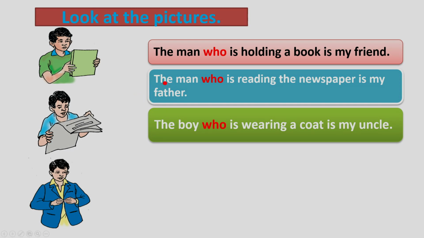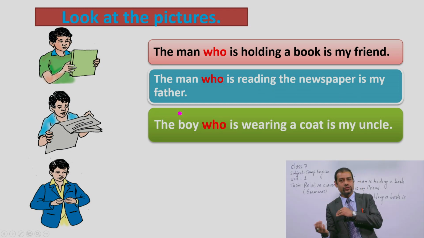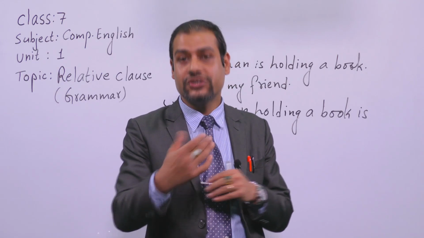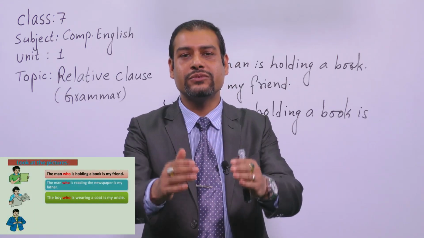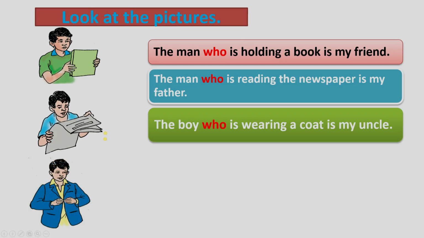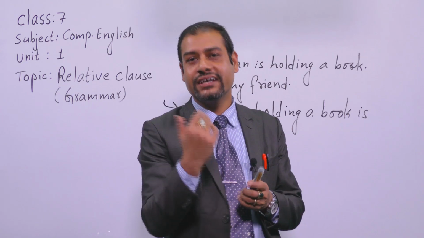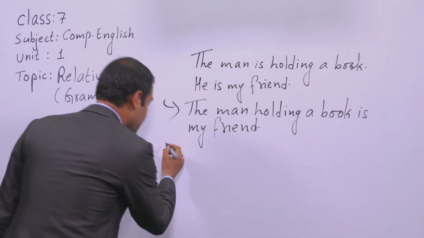Look at the sentence: the man who is reading the newspaper is my father. Okay? You can use who or not use who later on, but first of all, you have to divide this sentence into two sentences. The man who is reading the newspaper is my father. Have you finished? Okay, good. Now you can check your answers with me, okay?